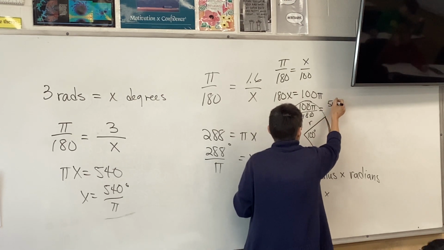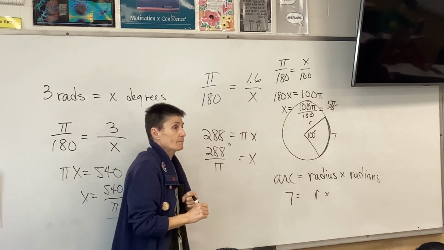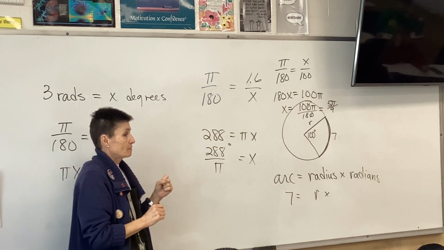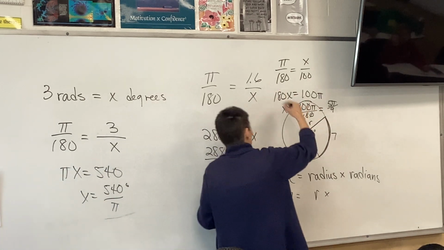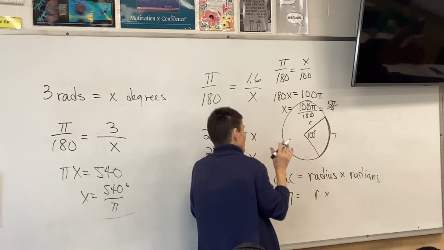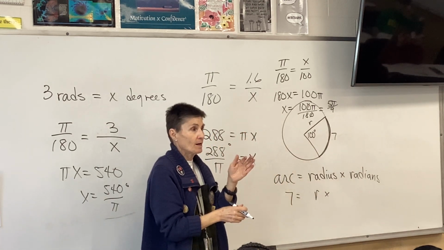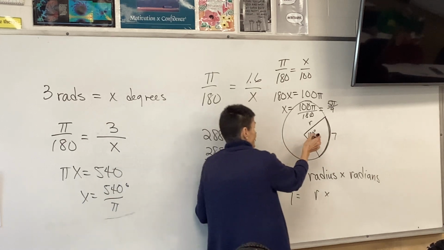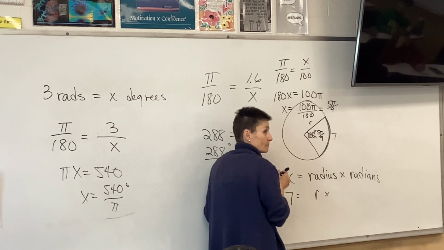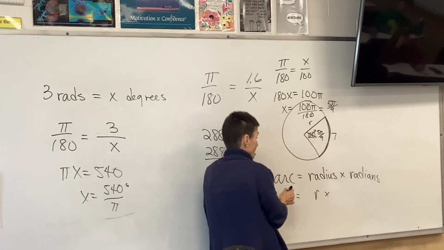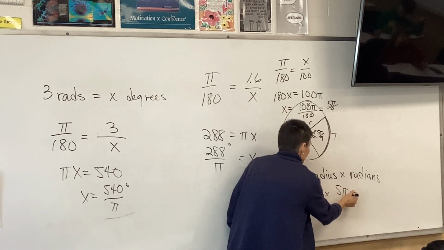Did you get 5 pi over 9? Yeah. Now this happens a lot. We get so excited, we did all this work, we got 5 pi over 9, and we write it in the answer blank. But that isn't the answer. What's 5 pi over 9? That's the radian measure of the angle. So arc length equals radius times radians.